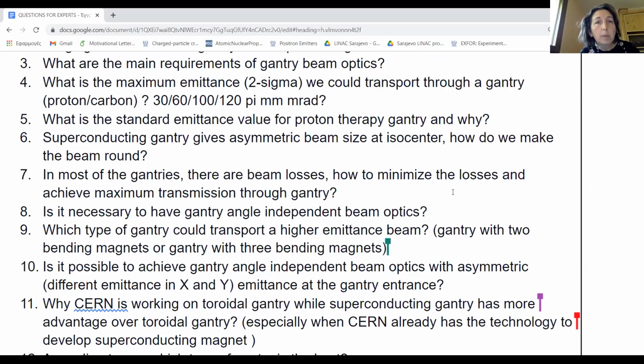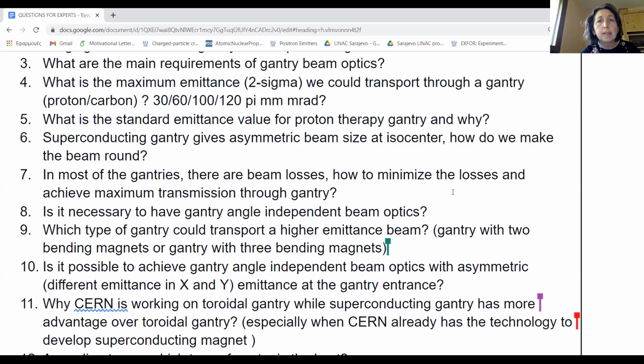What is the maximum emittance we could transport to a gantry? 30, 60, 100, 120? I prefer not to answer, because we first of all have to make sure what the emittance is. This is the geometrical emittance, so it depends on the beam energy. I cannot give you one of these numbers because it depends on the energy of your beam.